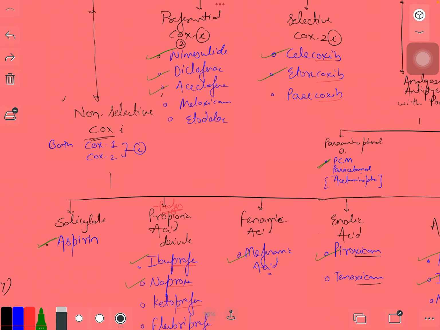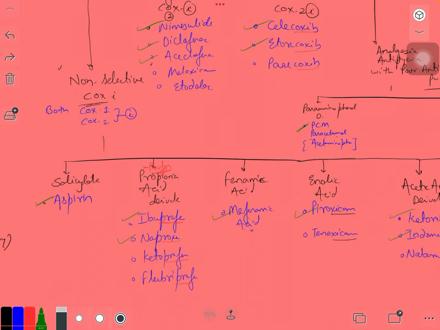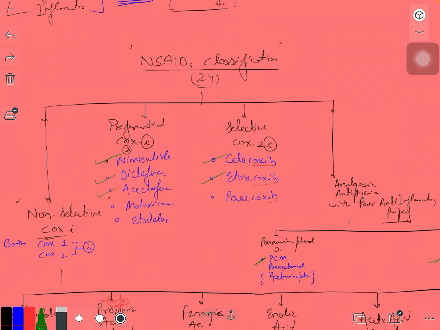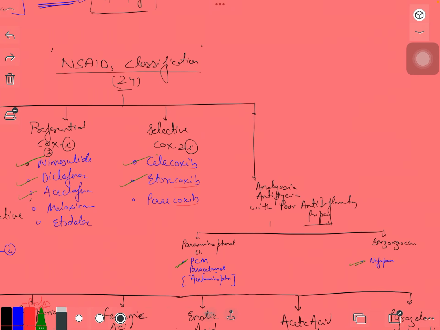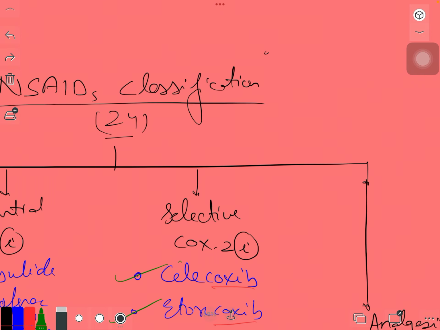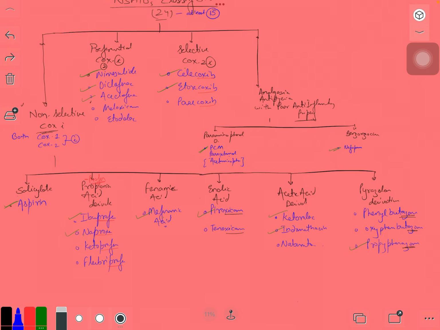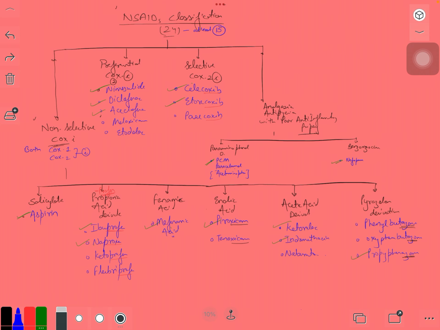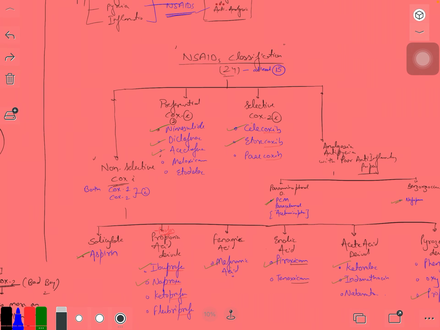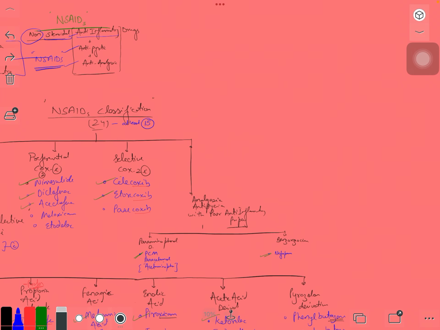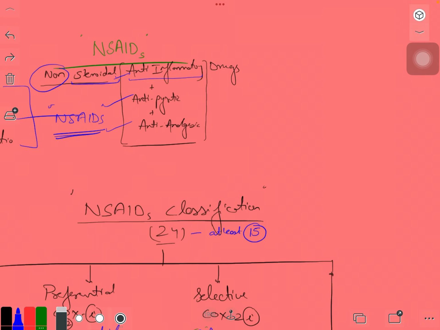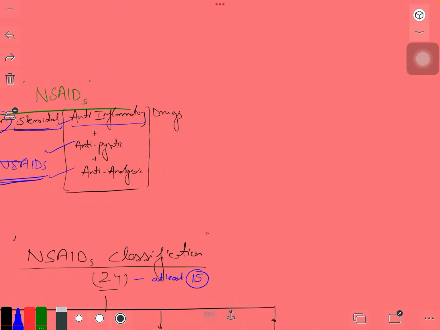So let's count how many drugs we need to know. Aspirin: 1 2 3 4 5 6 7 8 9 10 11 12 13 14 and 15 drugs. So out of these 24 drugs, at least we must know 15, right? No need to worry about all these things. I will make it very simple for you to understand. And then also we will learn about, in particular for the analgesia, right?